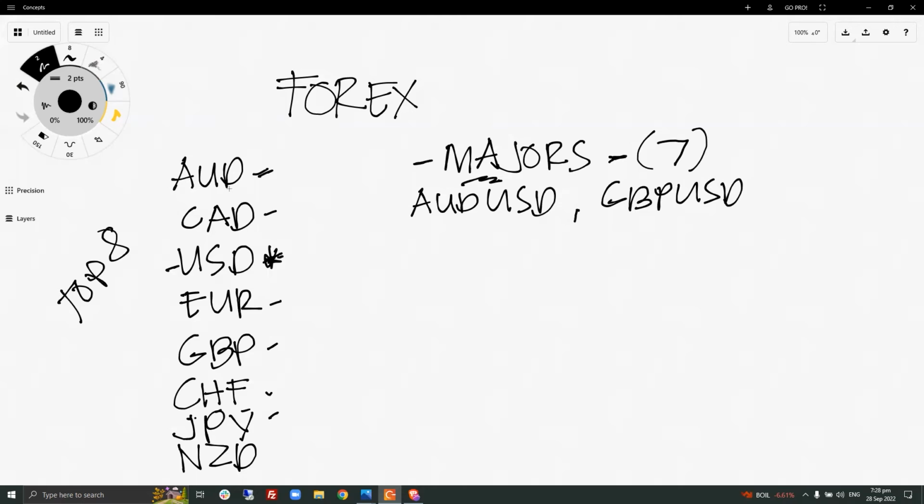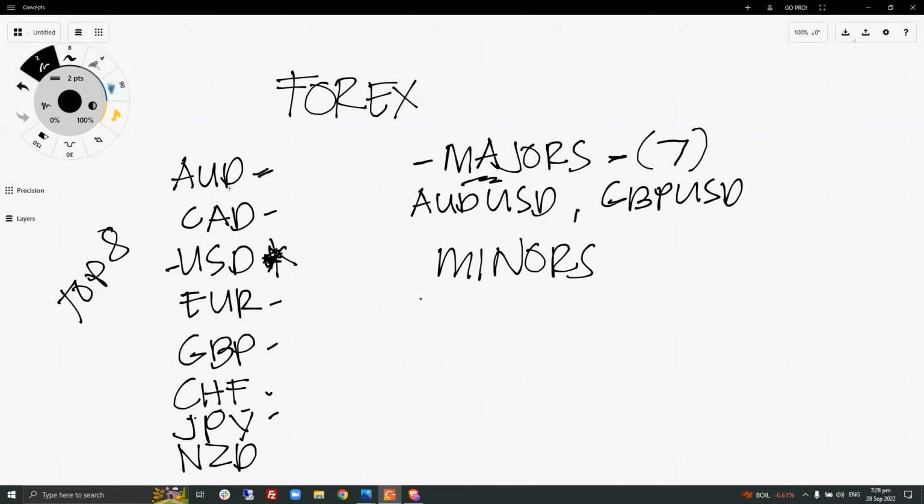And aside from the majors, we also have the minors, which is out of this 8 or out of this 7, since the US dollar is not included. So these are pairs out of this top 8, but without the US dollar. So what's an example of that?